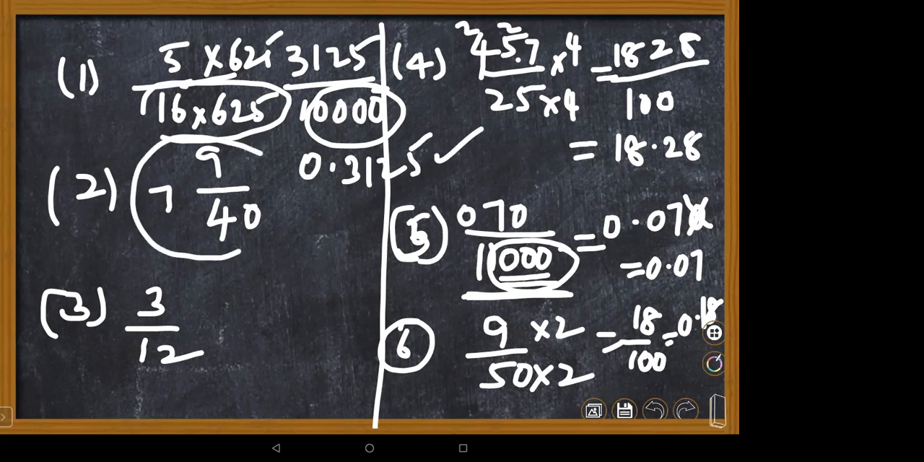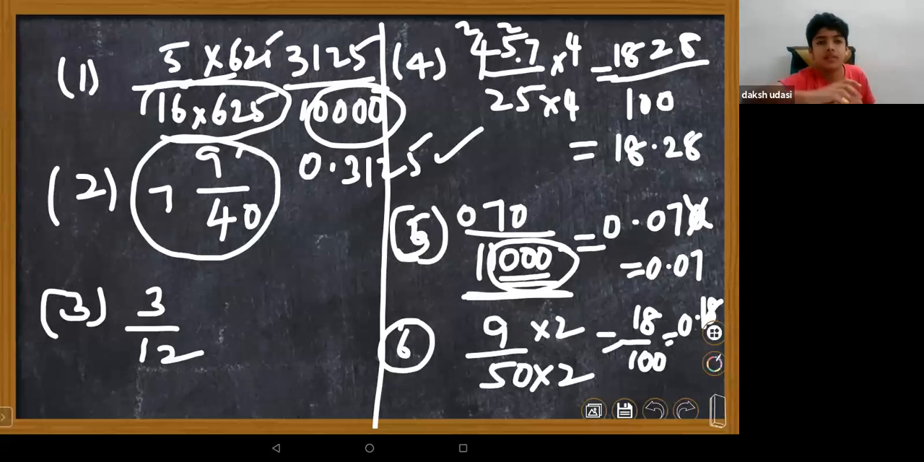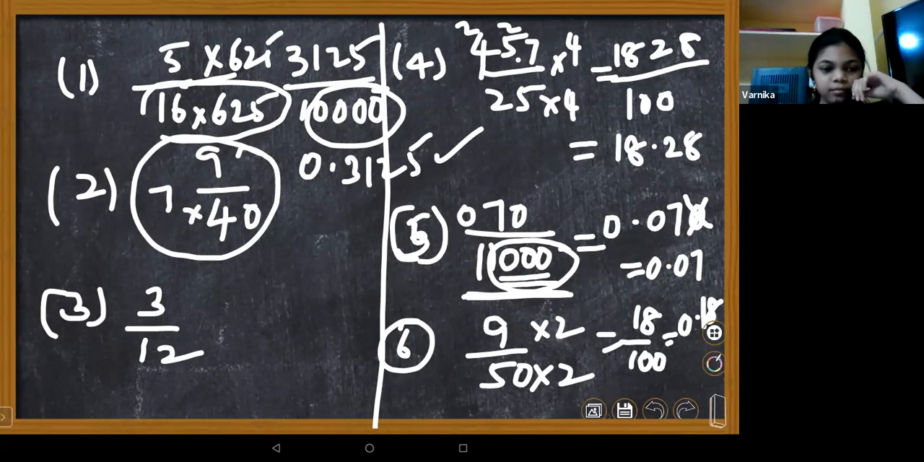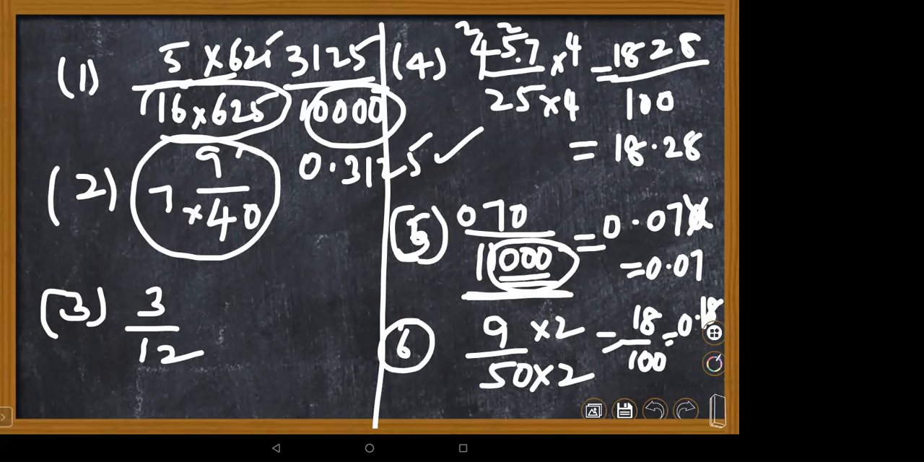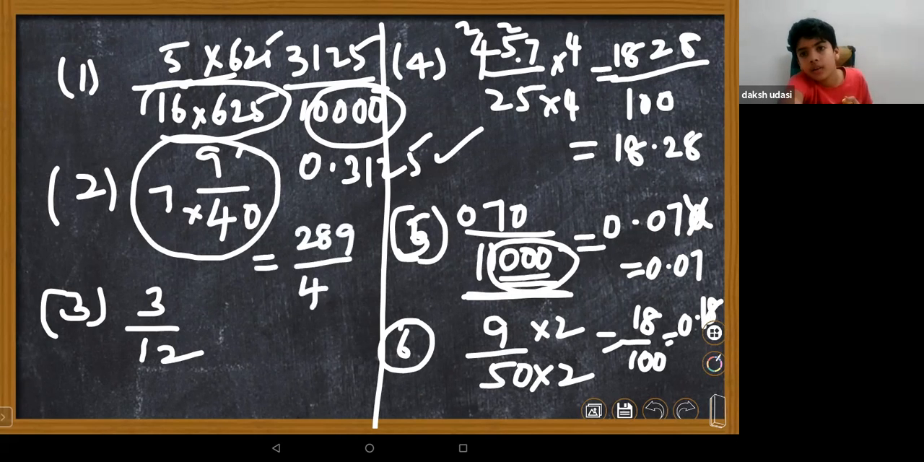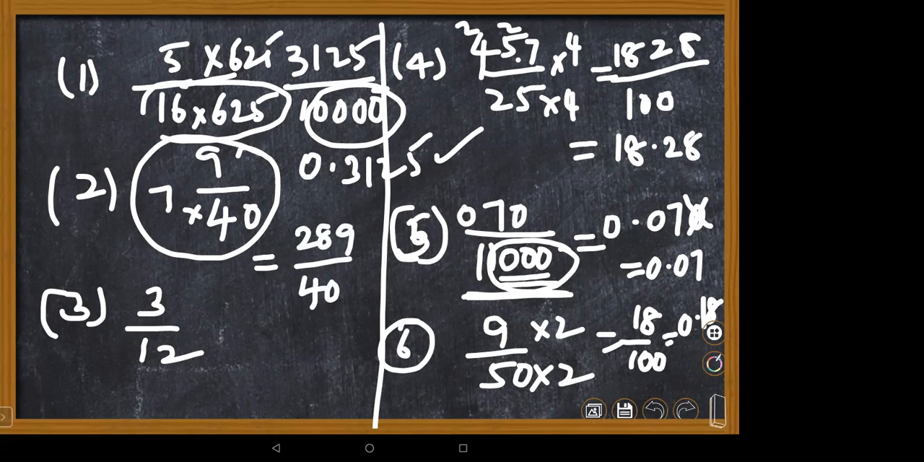Now this is a mixed number, Nana. A mixed number should be converted into an improper fraction. 7 4s are 28, so 280 plus 9, 289. Wonderful, Varnika. Then divide with 40. The denominator 4 is there, which number are you supposed to multiply with? 25. Go with 25. Then it becomes 100 into 1,000. The denominator is 1,000. You just multiply 289 with 25.